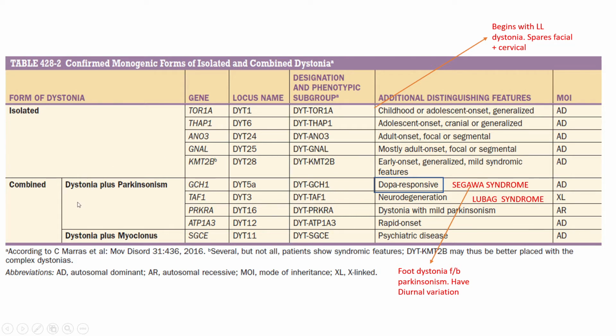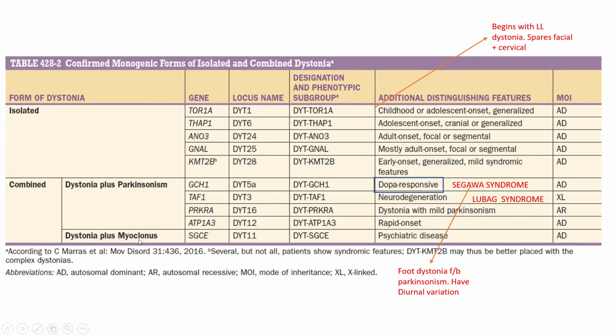While this can also be combined, that is, dystonia can be combined with Parkinsonism or with myoclonus. Dystonia with Parkinsonism has the following genes. This one is important, that is the GCH1 gene. This is nothing but the GTP cyclohydrolase for dopamine synthesis, and therefore, a very important point is that this form of dystonia with Parkinsonism is actually dopa responsive. This is known as the Segawa syndrome. One more distinguishing feature is that this has a foot dystonia, which is followed by Parkinsonism, and this has a diurnal variation, that is, the dystonia often worsens during the night time. This is a characteristic of a dopa responsive dystonia, that is Segawa syndrome.